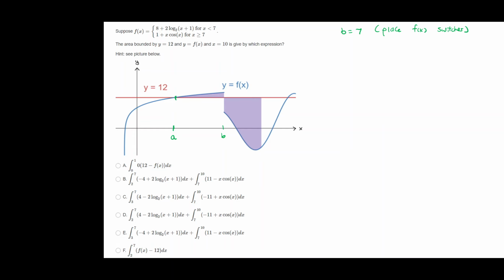And the last bound is at the very end, where we stop integrating. I'll call that C. And we can tell that that's going to be 10 from the question.